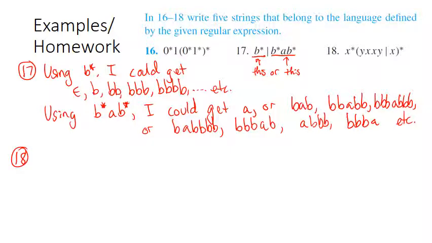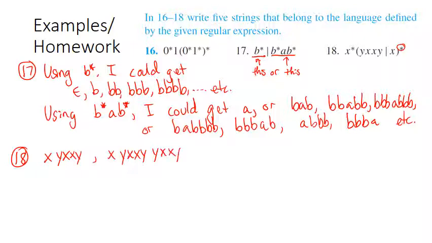All right, then for number 18. Okay, so it has to start with some number of x's, and then we have to do the thing that is in the parentheses there. So I could start with 1 x, and then I could do the thing on the left side of the or, so I could do yxxy, and then I'm allowed to repeat that yxxy thing as many times as I want because of this little star that's on the outside there. So I could do that more than once.